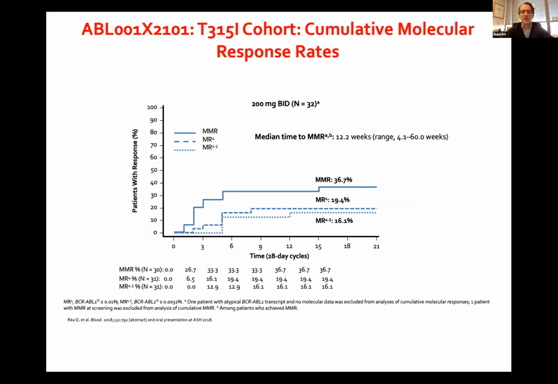So the cumulative major molecular response rate, something we think of as a bit more important for long-term success for a resistant patient, is shown here. Again, encouraging. This is the phase 1 approach, but we see increasing accrual of patients into deeper molecular responses with asciminib with the T315I mutation.